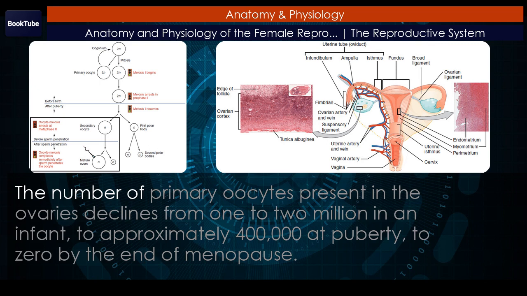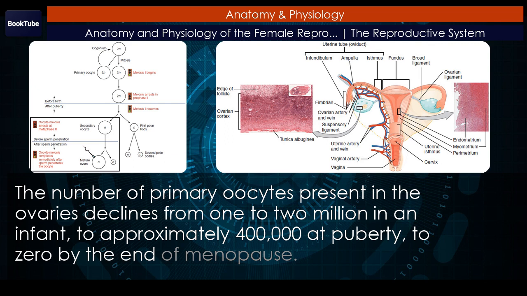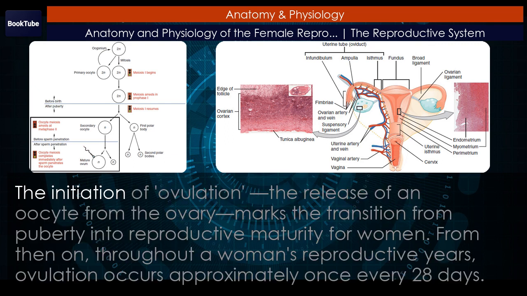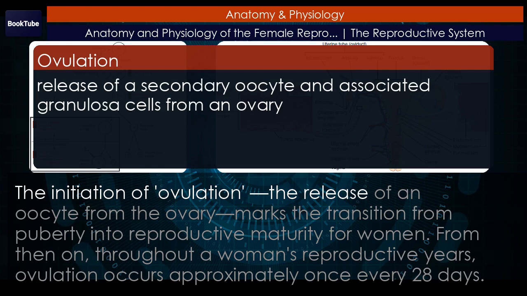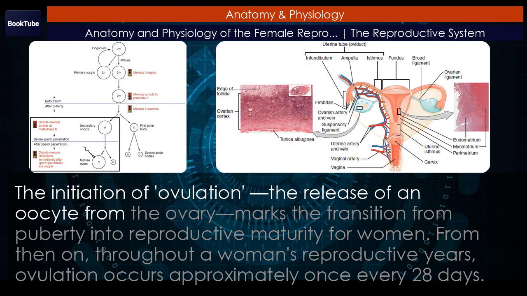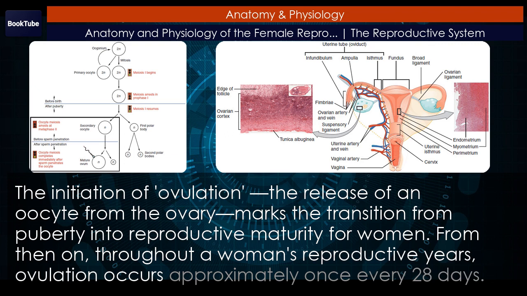The number of primary oocytes present in the ovaries declines from 1 to 2 million in an infant, to approximately 400,000 at puberty, to 0 by the end of menopause. The initiation of ovulation, the release of an oocyte from the ovary, marks the transition from puberty into reproductive maturity for women. From then on, throughout a woman's reproductive years, ovulation occurs approximately once every 28 days.